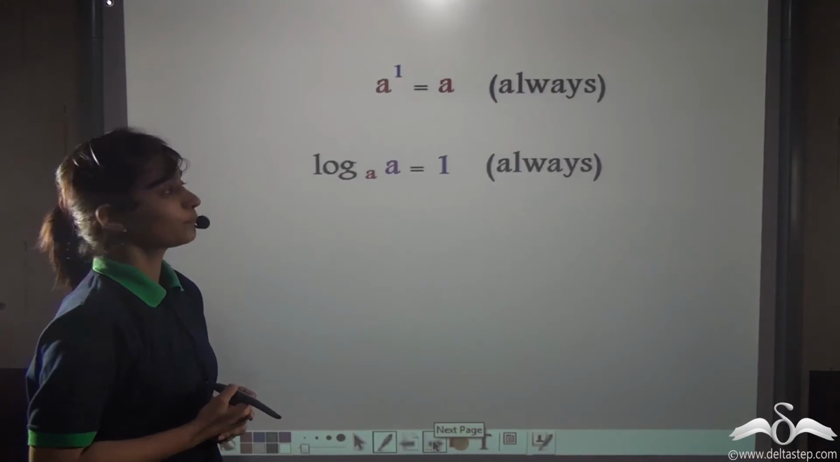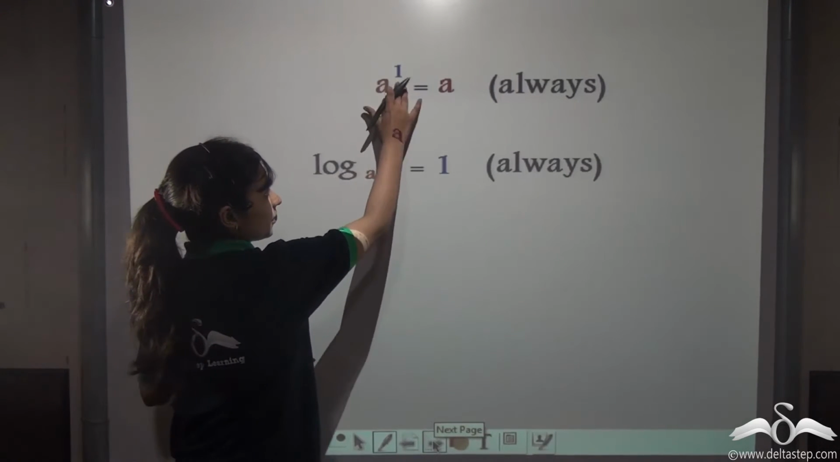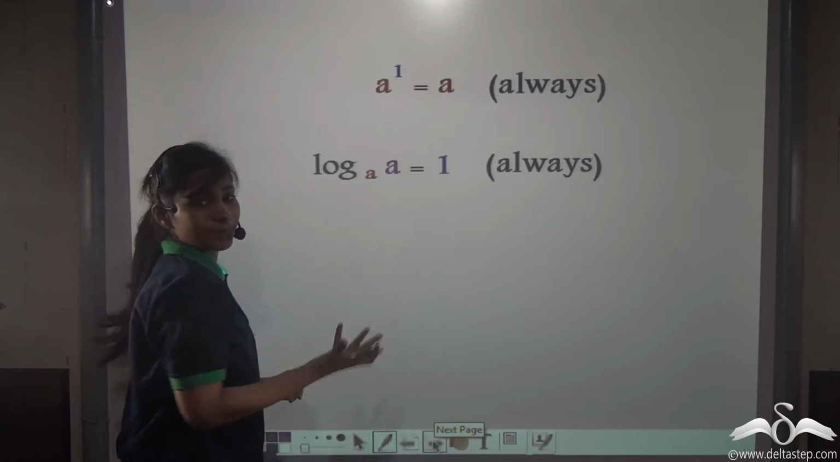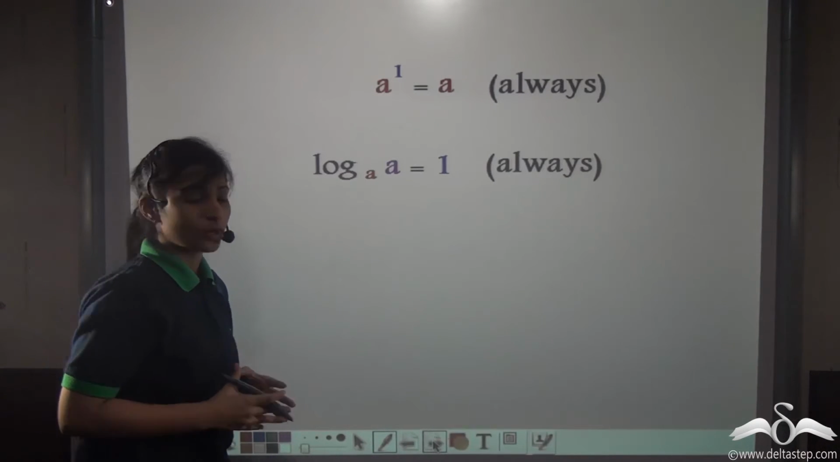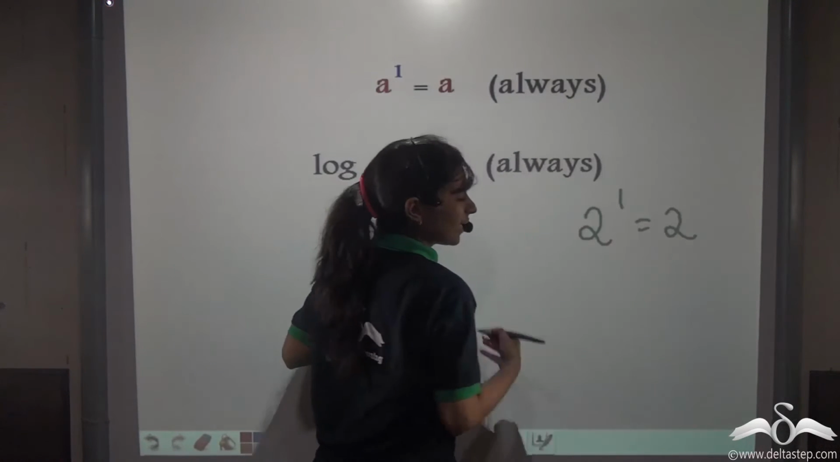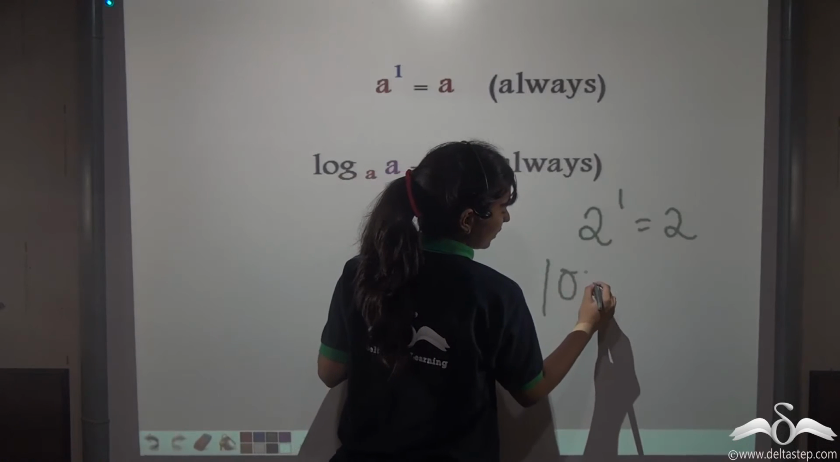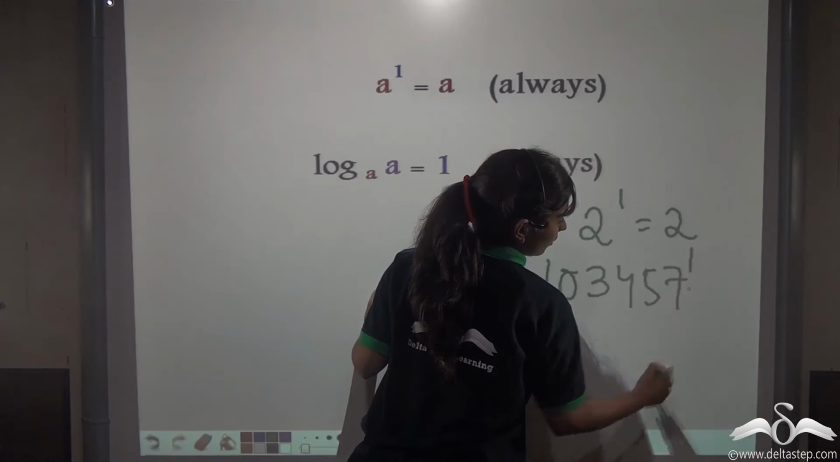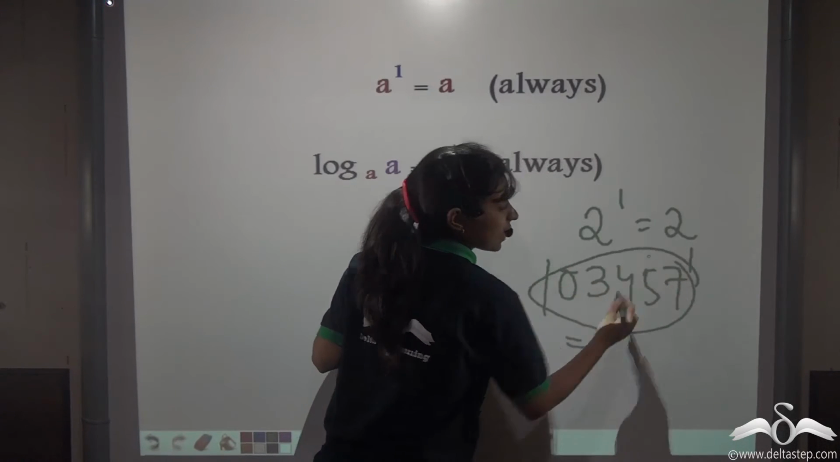Now, one more thing. You know that any positive real number, that is a, when given the power as 1, will give you the same number. That is normal, it's universal. Say 2 to the power 1 is 2. Take any big number, say 103457 to the power 1. That will be the same number itself.